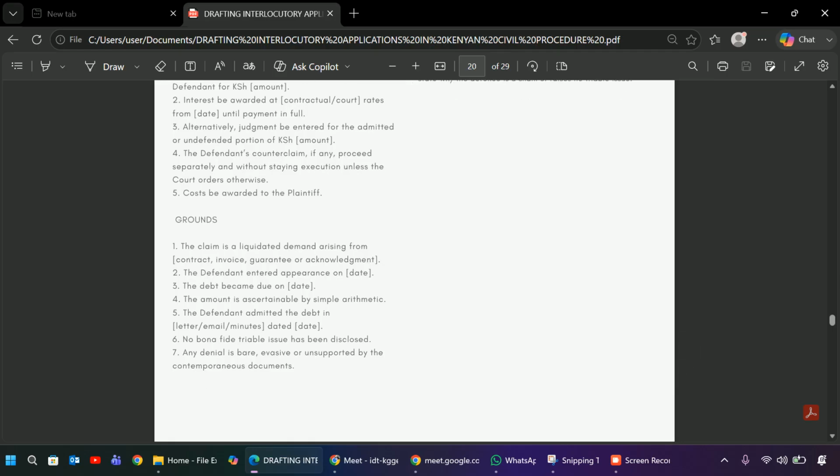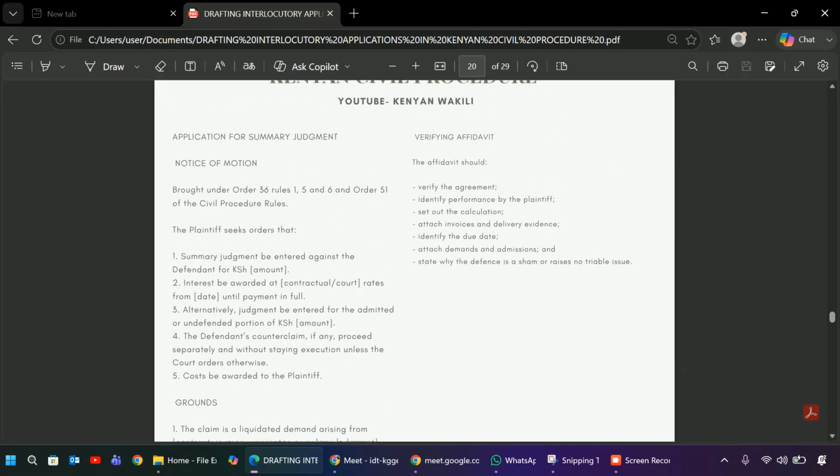that the claim is a liquidated demand arising from either a contract, an invoice, or acknowledgement, that the defendant entered appearance on this date, that the debt became due on this date, the amount is ascertainable by simple arithmetic, the defendant admitted the debt using a certain letter or email, or no bona fide triable issue has been disclosed, and any denial is bare, evasive, or unsupported by the contemporaneous documents.